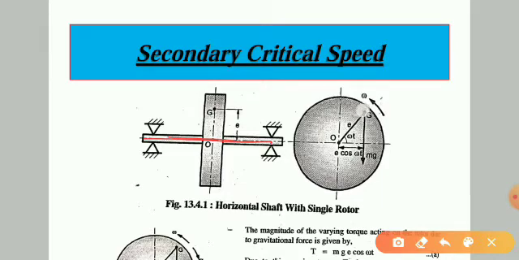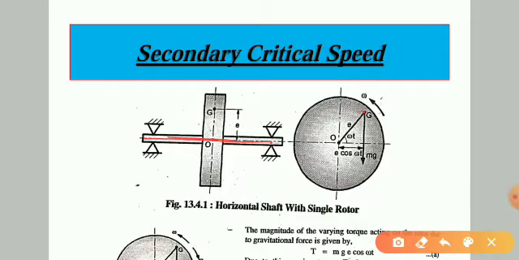This is the center of gravity of rotor, and this effect has been noticed in horizontal shaft only and is totally absent in case of vertical shaft. The importance and severity of this secondary critical speed is very much less than the main or primary critical speed. Let us consider an example.